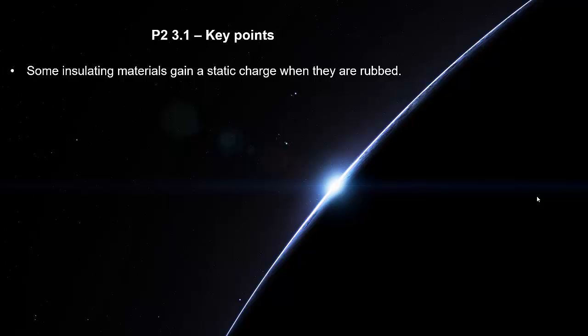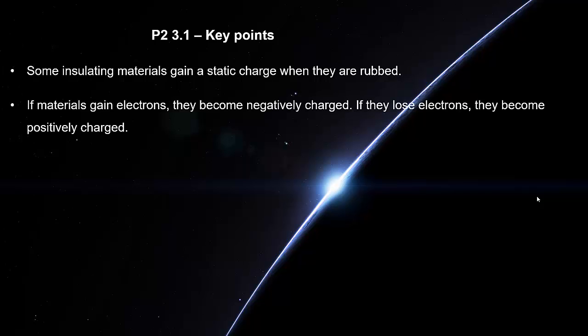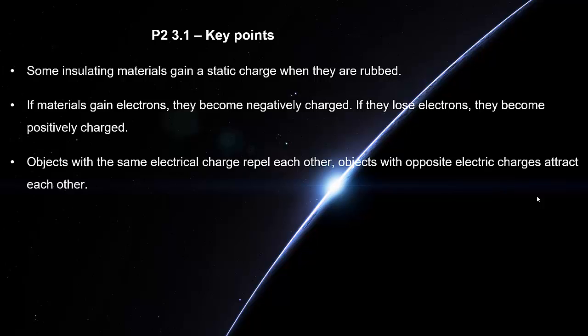Some insulating materials gain a static charge when they are rubbed. If materials gain electrons, they become negatively charged. If they lose electrons, they become positively charged. Objects with the same electrical charges repel each other. Objects with opposite electrical charges attract each other.